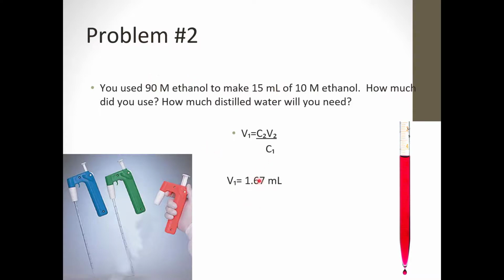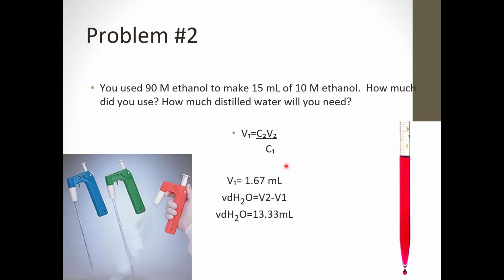To figure out how much water we added to this, we simply find the difference between V1, volume 1, and volume 2 here. What's the difference between the two? You have to do a little subtraction, and we get 13.33 milliliters of distilled water. VDH2O stands for volume of distilled water. That's how much water was needed to make our dilution.